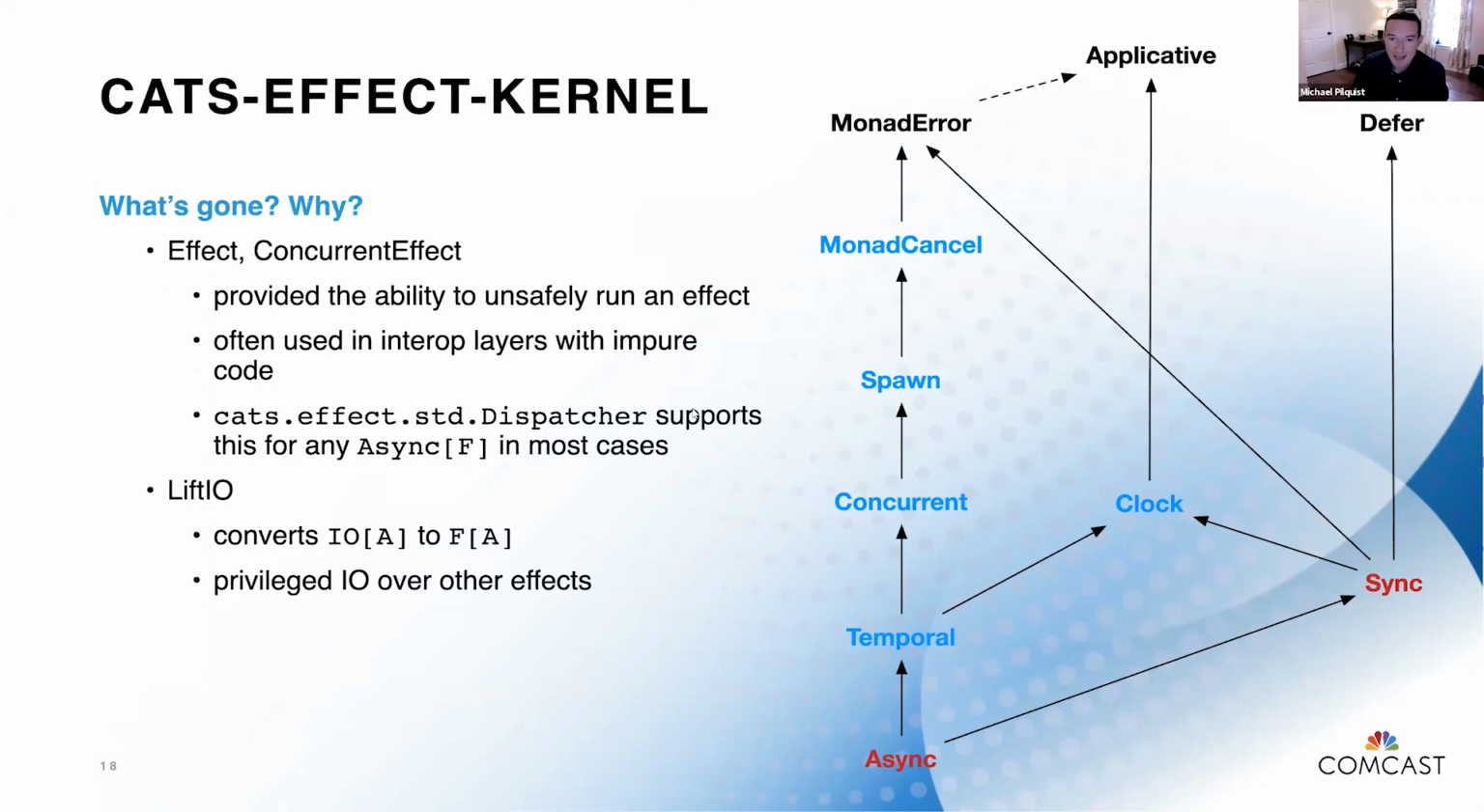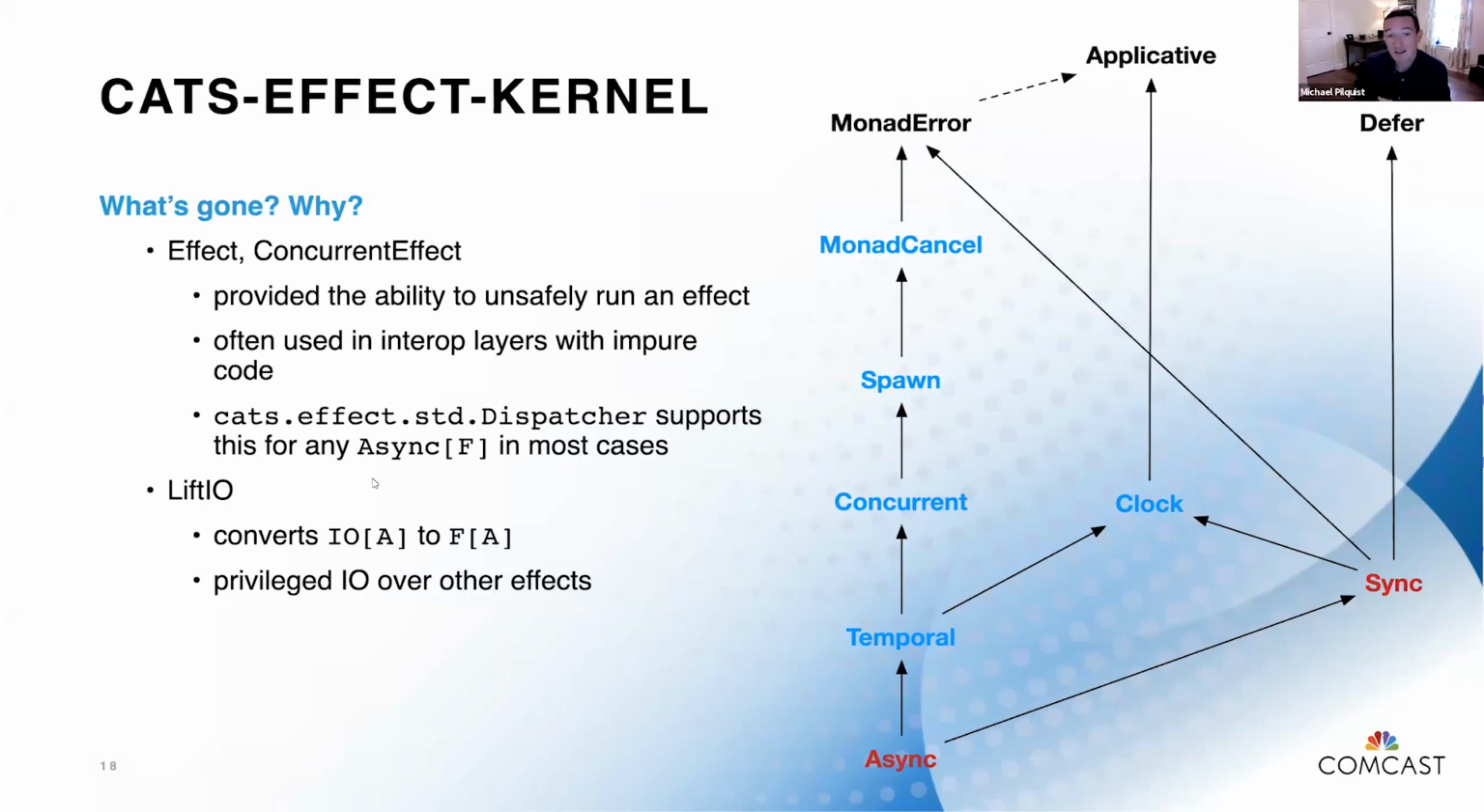The caveat is that if your use case for running effects fits a certain pattern, and it almost always does, then we have this new dispatcher data type. Given just an async of F, it can paper over the need to run those effect values. Again, I'm not going to get into the details here, but if you're interested, hit me up, and look for a lot more about this as we get closer to release time.